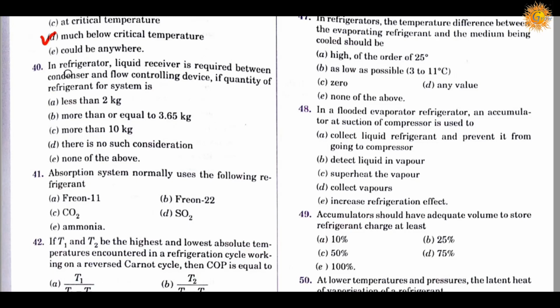Question 40. In a refrigerator, a liquid receiver is required between the condenser and flow controlling device if the quantity of refrigerant for the system is, option A, less than 2 kg, option B, more than or equal to 3.65 kg, option C, more than 10 kg, option D, there is no such consideration.